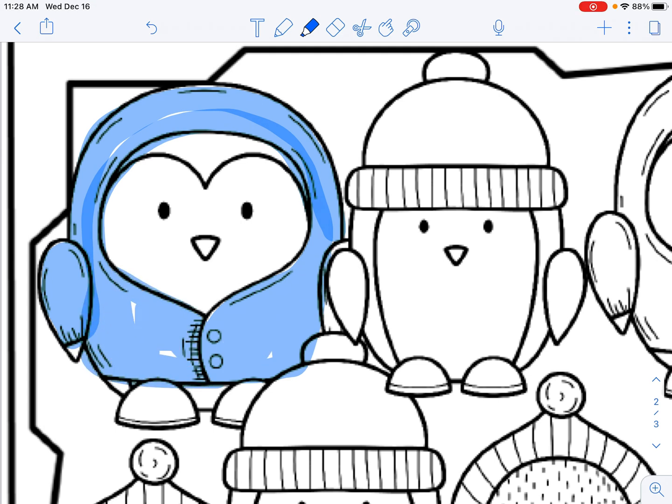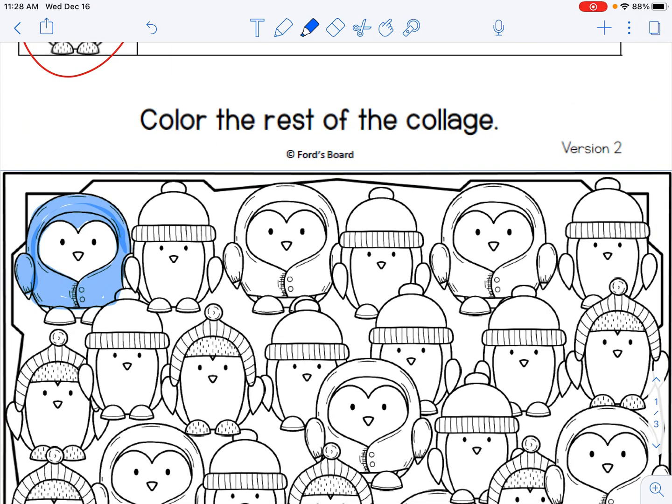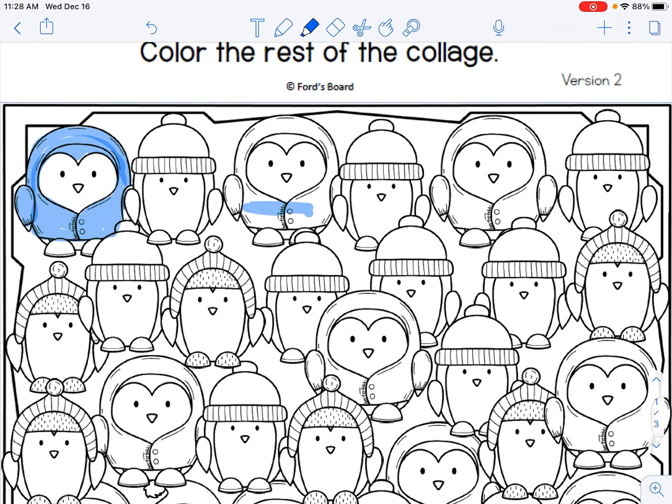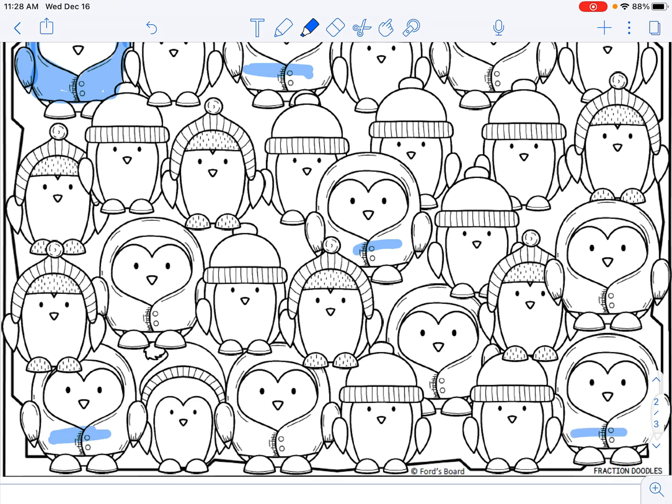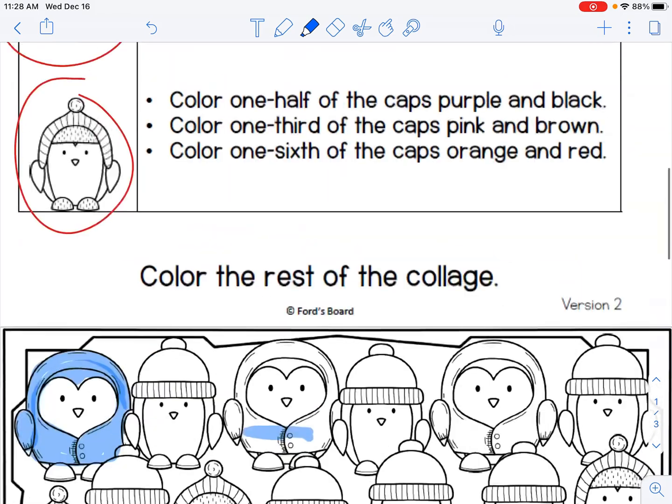You can take your time on coloring. I'm just coloring quickly so that this video isn't super long. I've colored one of my penguin's coats blue. We are going to do the same thing for 5 of them. Here's another blue one. This one can be blue, that's 3. We'll do this one over here and this one in the corner. You'll color those in nicely.